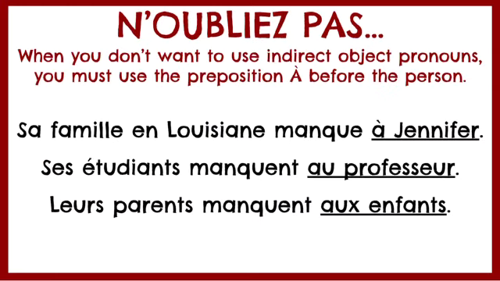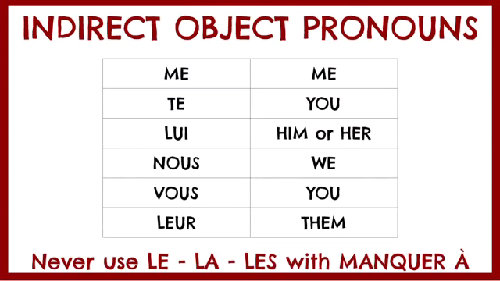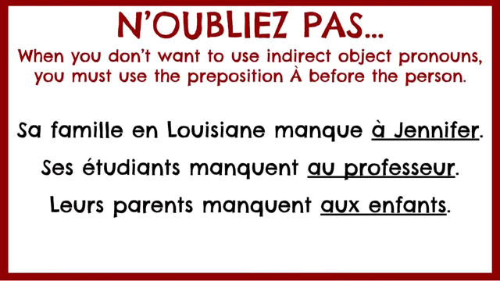But don't forget, n'oubliez pas, when you don't want to use all of those indirect object pronouns, the ones I showed you a little while ago, but you actually want to use the name of the person, something tricky can happen. It's not tricky, you just have to remember it. So back to my first example, sa famille en Louisiane manque à Jennifer. Sometimes you don't want to use a pronoun because nobody knows you're talking about Jennifer, right? You have to say her name. In that case, you keep it at the end of the sentence. Don't forget the à.